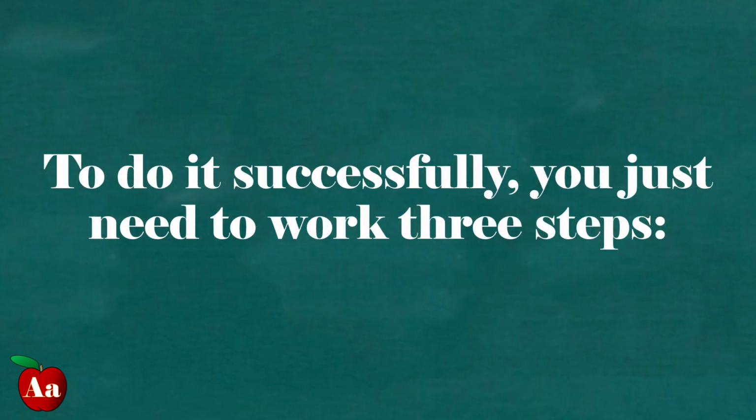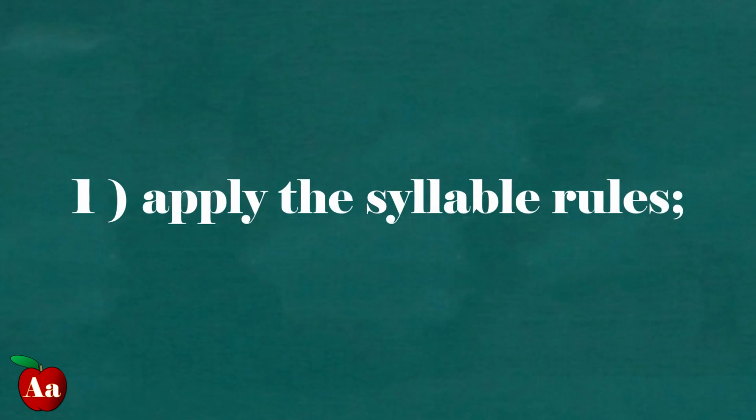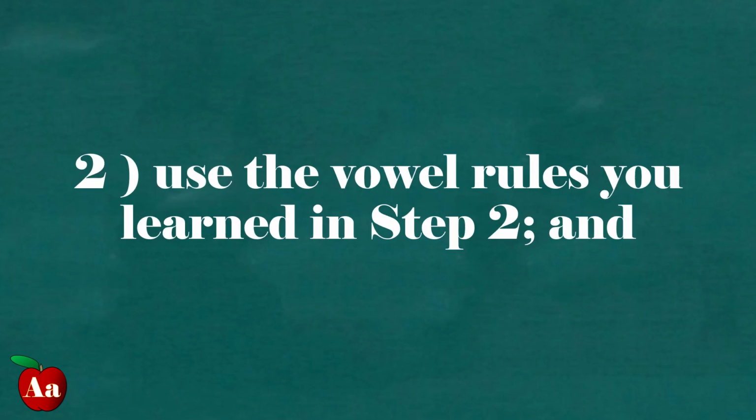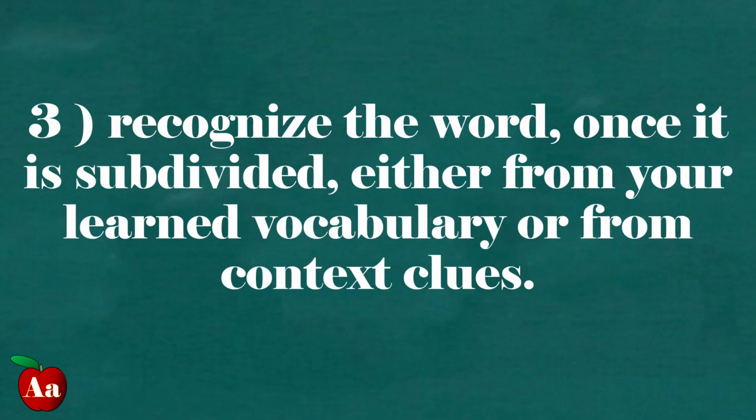To do it successfully, you just need to work 3 steps. Number 1, apply the syllable rules. Number 2, use the vowel rules you learned in step 2. And number 3, recognize the word once it's subdivided, either from your learned vocabulary or from context clues.